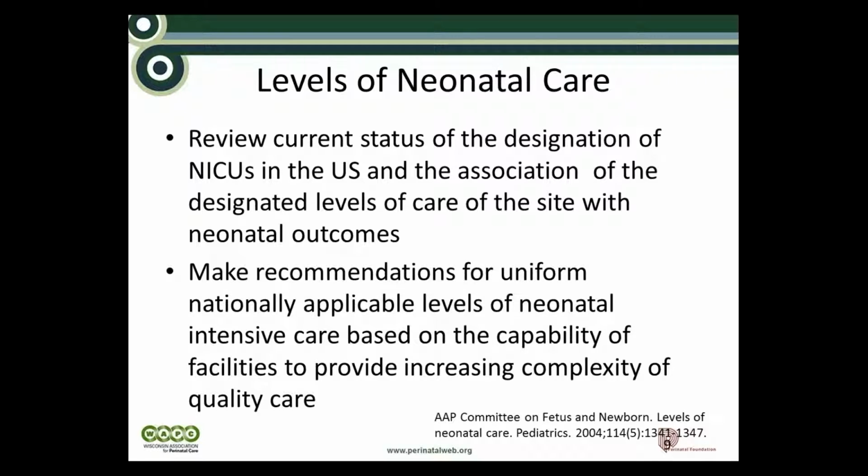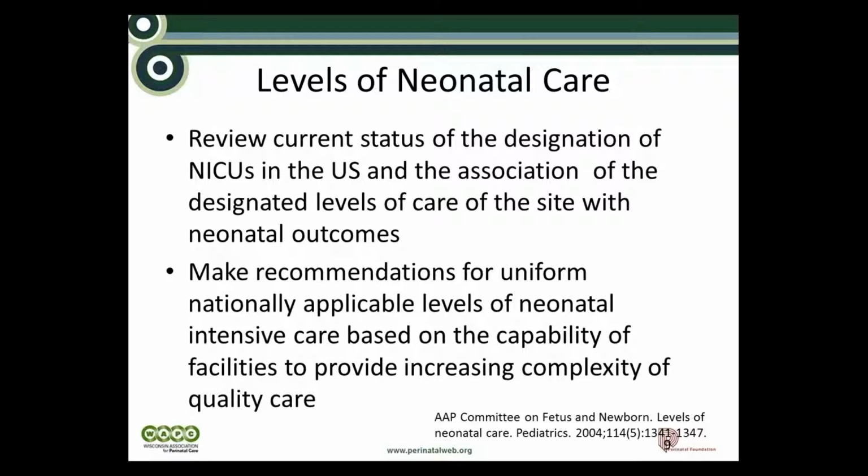The first of these articles, the 2004 one that you see here, and what I want to do is focus on the objectives specifically, and those are on the slides, because I think this gives us a good sense for where people were with their thinking about levels of care and the importance and perhaps the response to the changing environment as well. So we see here the first objective: review the current status of designation and the association of the designated levels of care of the site with neonatal outcomes. So that connection between level of care and neonatal outcomes was seen as important.